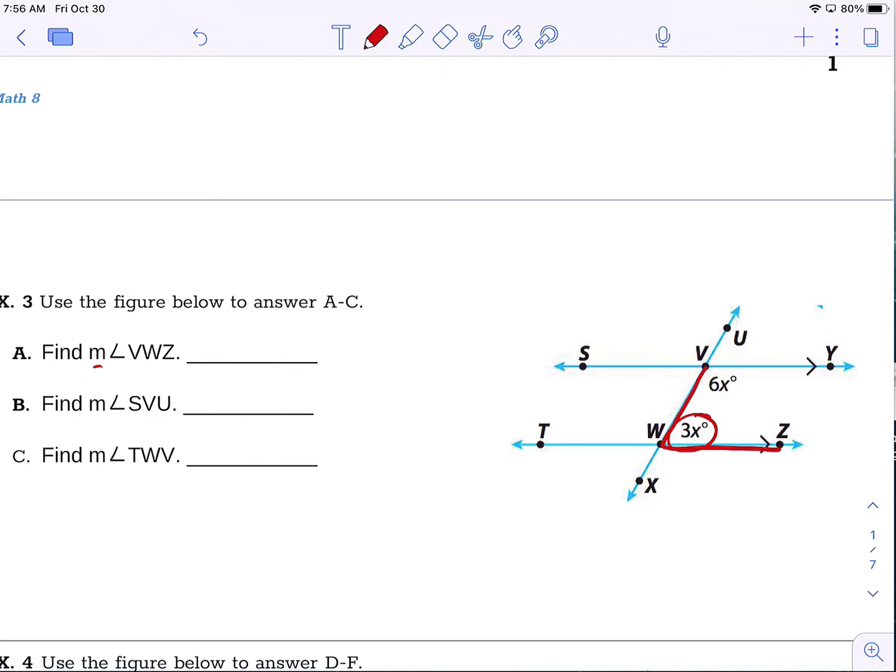Okay, how can I find that angle? If we look at what else in the picture we're given, obviously you can see that we have a 6x right there as well. Here's where the vocab is going to come in. What are those two angles that we just circled? Those angles are on the interior and they're on the same side. So they are same side interior angles.